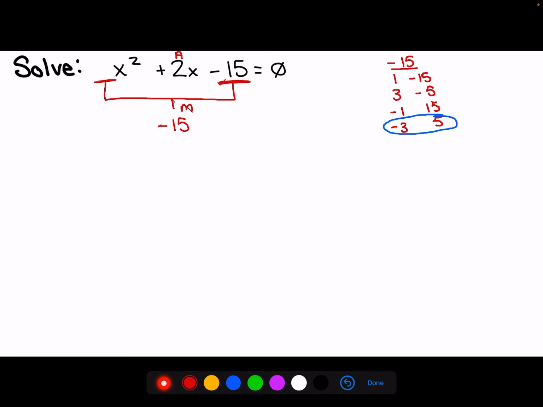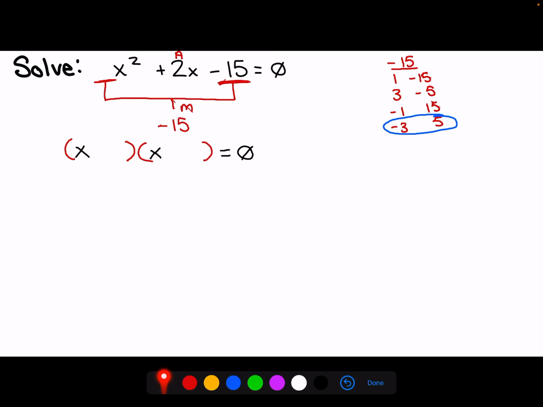So at this point, I draw my double bubble, and we know it's set equal to 0, so I can put equals 0. The first thing I put in each of these bubbles is the variable that we're working with. In this case, we're working with the variable x, so I'll place an x in both bubbles.